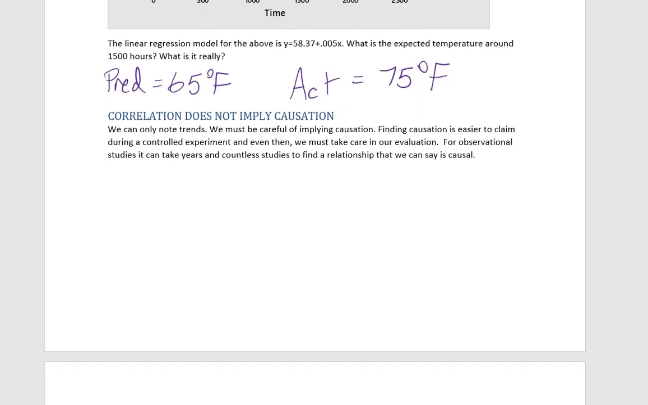Alright, the second don't is don't think that correlation necessarily implies causation. So it's easier to say that causation shows a relationship, but we need to be more like lawyers when it comes to our wording and what we see. So for example, instead of saying one thing causes the other, we say there is an implied relationship.